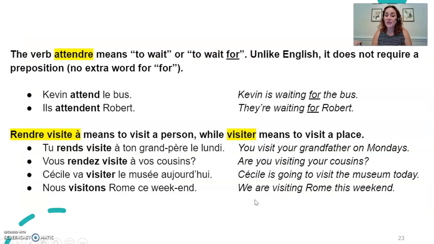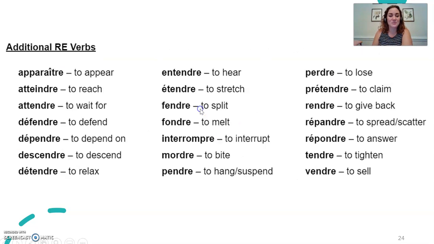One little thing to point out, two things that are different between French and English. The verb attendre means to wait for, so you don't need an extra little word for included there. English speakers tend to want to put Kevin attend pour le bus. You don't wait for something with an extra word in French, you just wait, attend. And then visiter is an ER verb that means to visit a location. Rendre visite à means to pay a visit to a person, to go see someone.